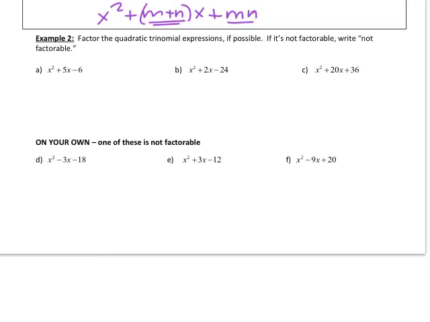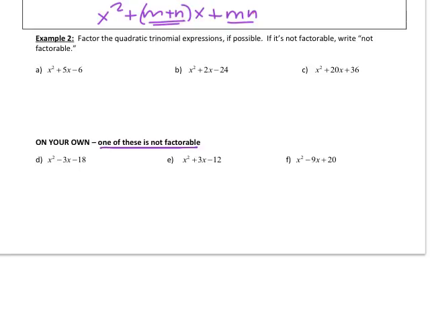So we've come to some examples. I'm going to do a, b, and c, and then I'm going to ask you to finish up with d, e, and f. And if you notice here, one of those, d, e, or f, is going to be not factorable. So you won't find numbers that multiply to C and add or sum to B.